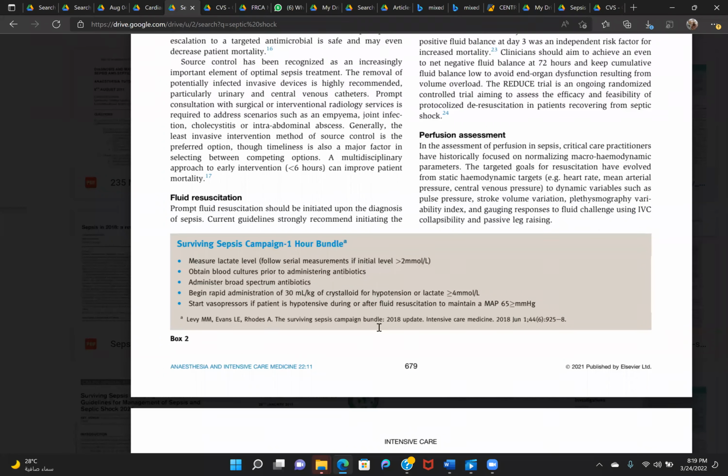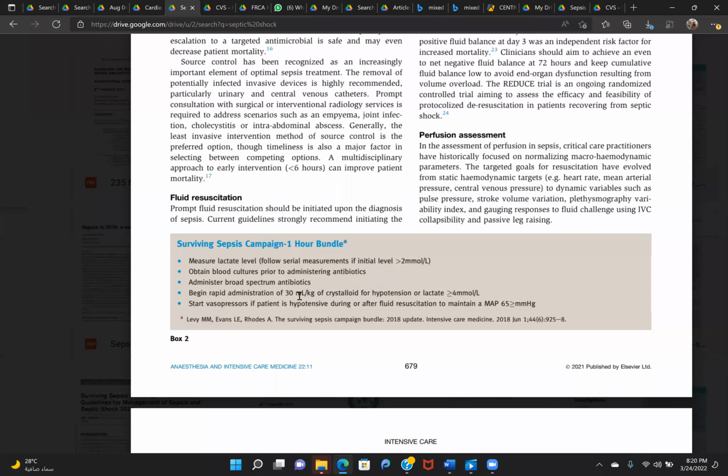The only difference that the Surviving Sepsis 2021 guideline changed was the time period of fluid resuscitation, from 1 hour to 3 hours. That is, the fluid 30 ml per kg should be given within 3 hours. Earlier, in the 1 hour bundle, it was to be given within the first hour. Other than that, all the things are the same as the 1 hour bundle. Now we will focus on septic shock management.